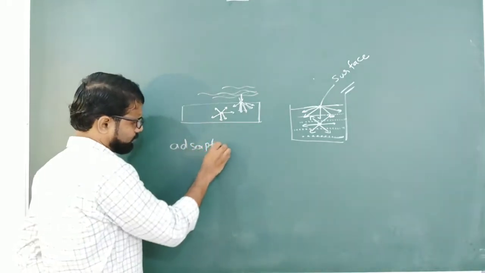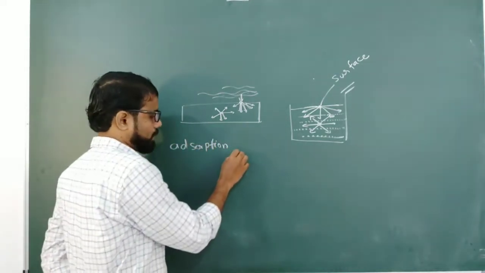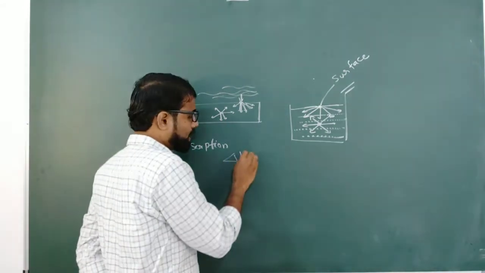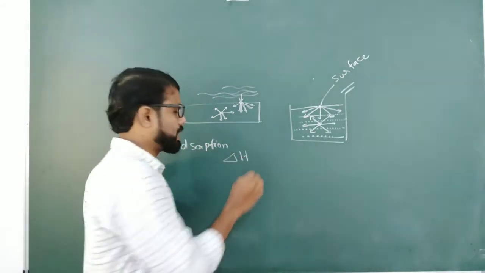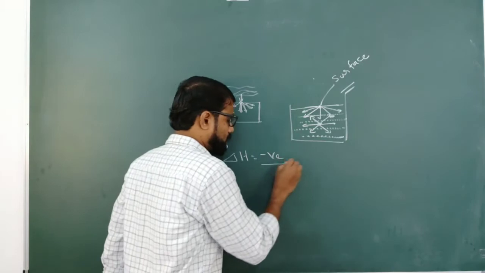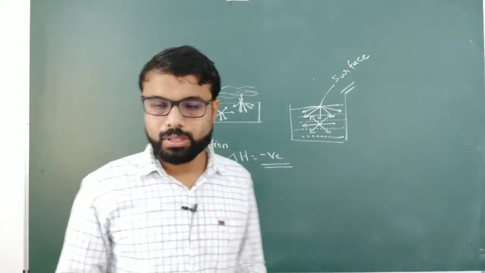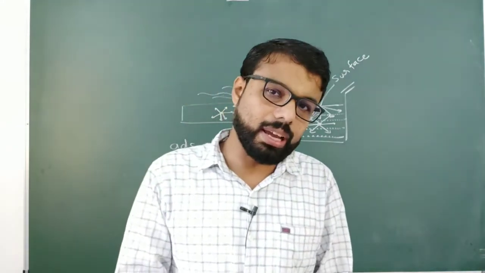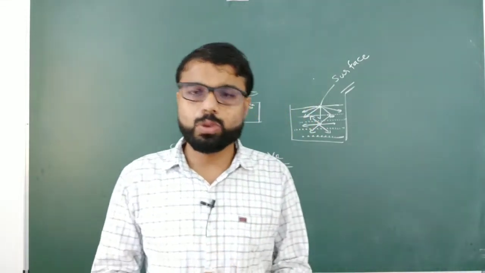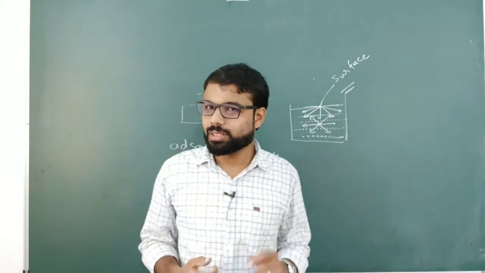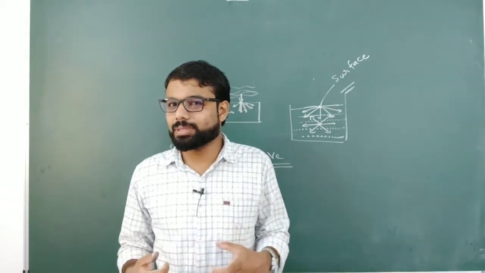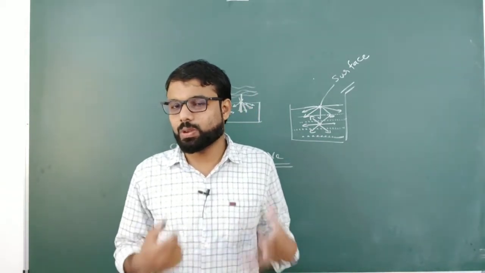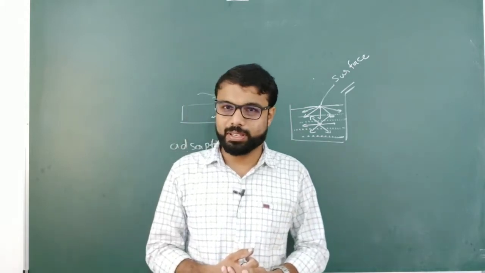Adsorption is exothermic. It means heat goes outside. Delta H is negative. Adsorption is exothermic, that means during adsorption, it emits heat. Clear? So what is enthalpy of adsorption? When delta H comes, that is the change in enthalpy. So we have a term here, enthalpy of adsorption.